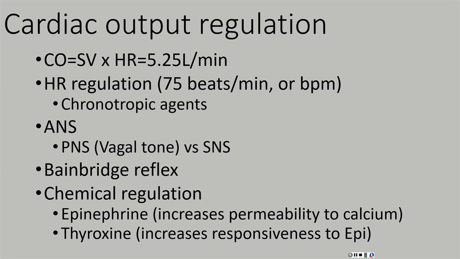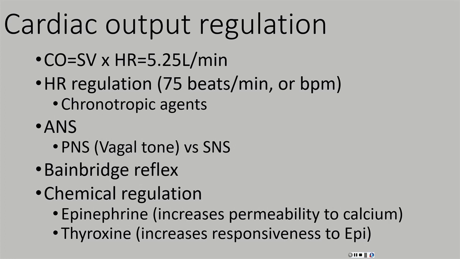Calcium, when it gets into the heart faster, allows the heart to depolarize faster. And if we depolarize faster, then we're going to get to the state of systole faster, because for every depolarization, we get one contraction, one systole. So epinephrine increases the heart permeability to calcium.